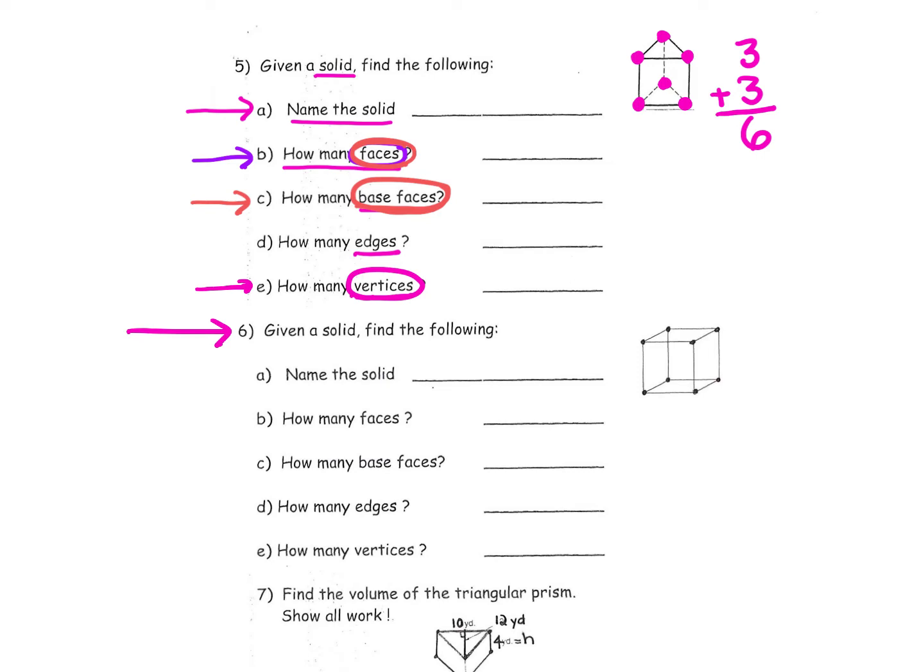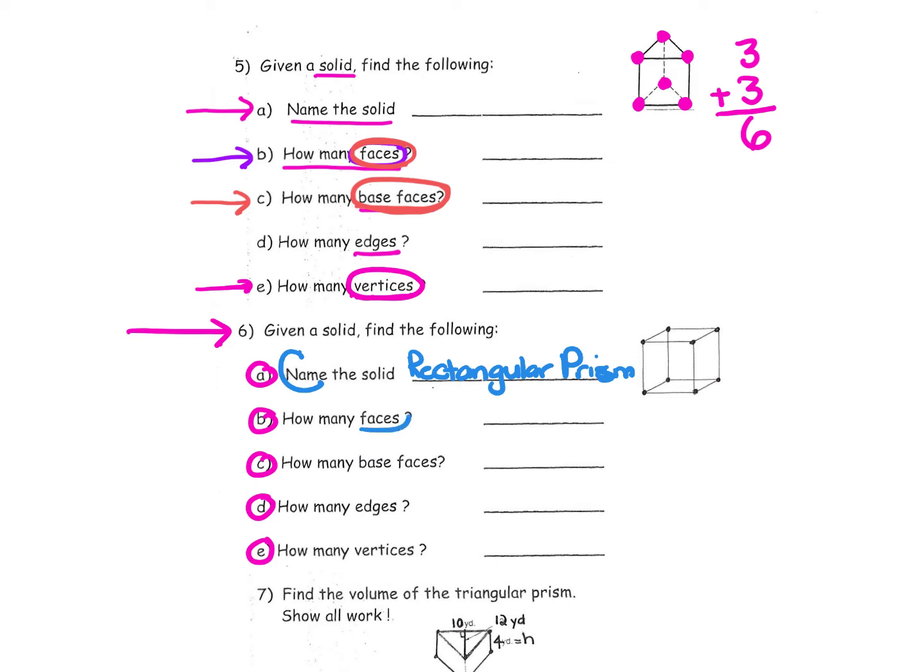Pause the video, answer A, B, C, D, and E when you're ready, and then turn the video back on, and we will check your answers together. Then move on to number 7. Its official name is a rectangular prism. Give yourself a C if you got that correct. It also looks like a cube, but we can't be sure it is a cube.